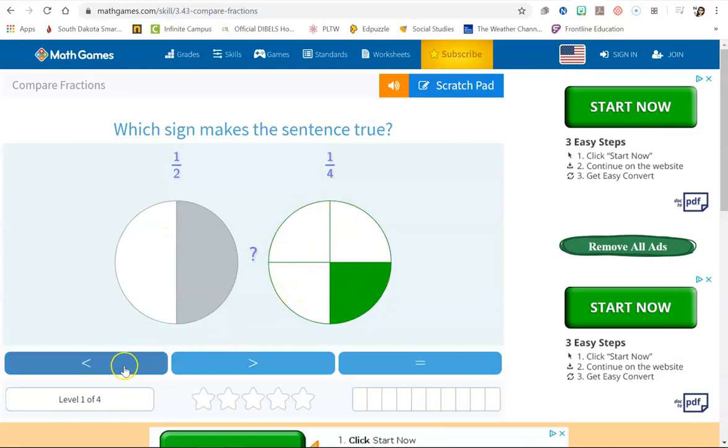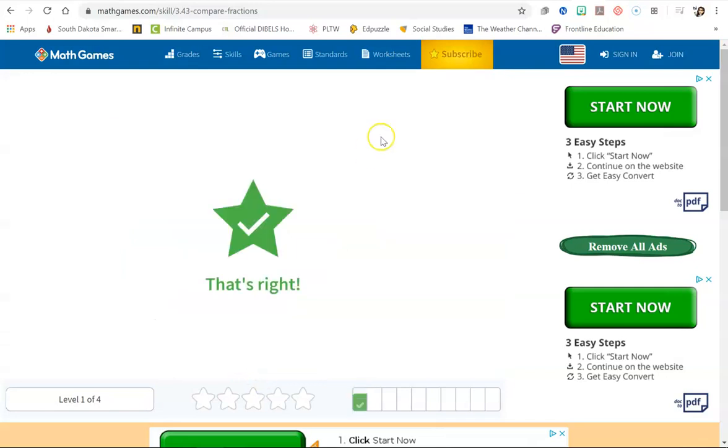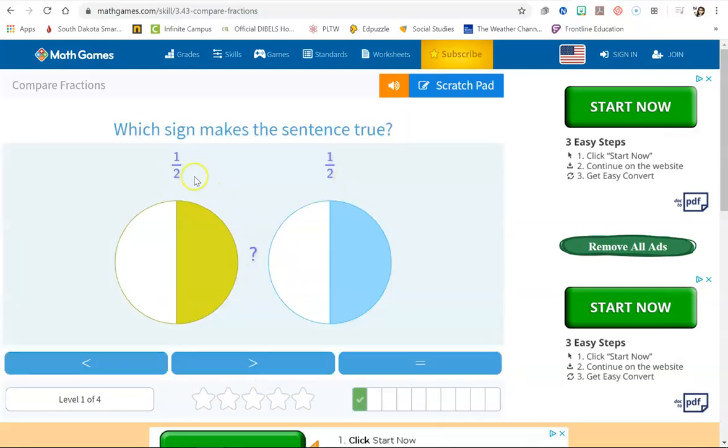in. So is 1/2 smaller than or less than? Is 1/2 greater than, or are they equal? So if I look right here, I already should be able to tell that 1/2 is greater than 1/4 because way more of my circle is shaded. So greater than, all right? 1/2 and 1/2. Super easy right away. I should be able to look at it. They're the same, so they are equal.